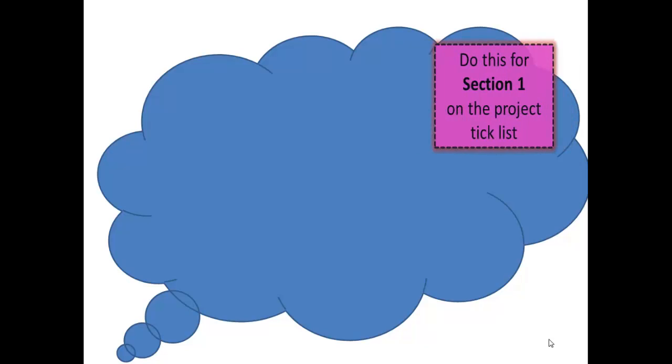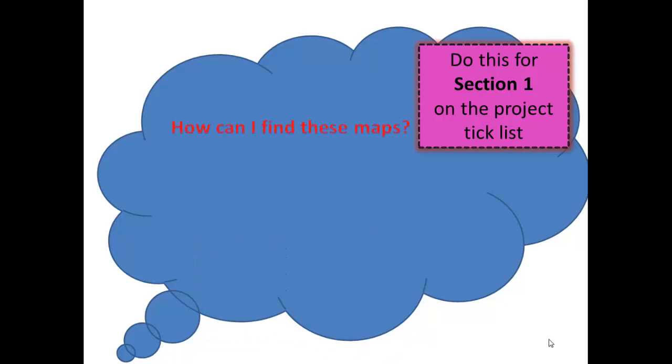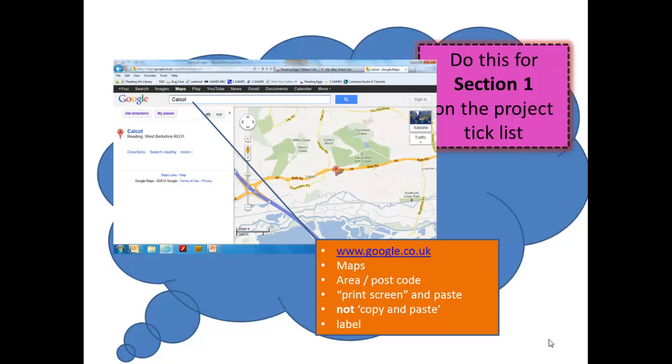Okay, where could you find out all of this information for Section 1? A good place to start is Google Maps. If you go to www.google.co.uk and click on the Maps in the black menu bar at the top, you would then get a screen that looks like this. In the search term area, put in the place that you'd like to search for. In this instance, we've looked for Calcot, or you could put in your postcode. Google Maps won't let you copy and paste, so instead use the Print Screen button on your computer keyboard and then paste it into your document. Don't forget to add labels.